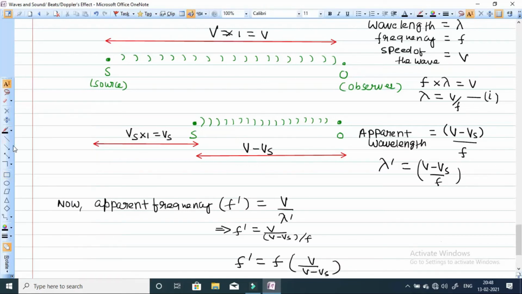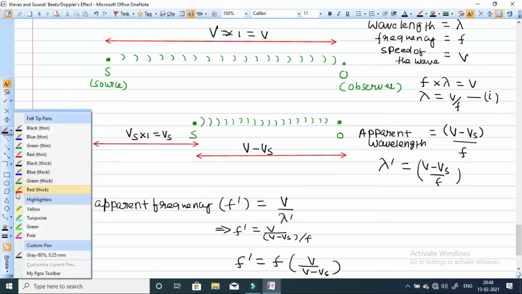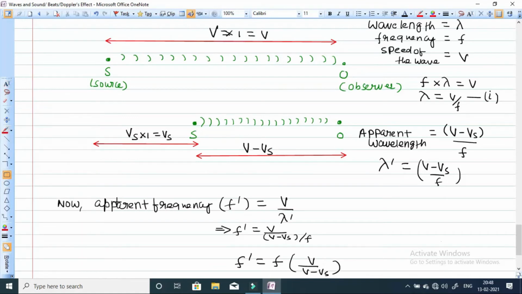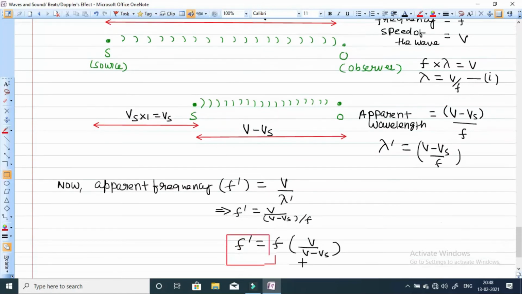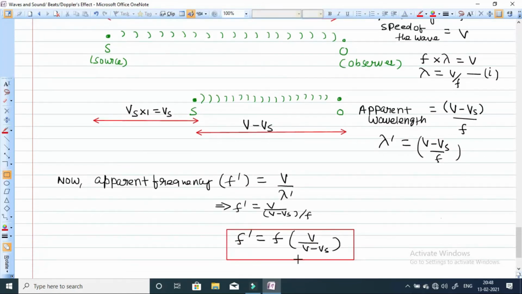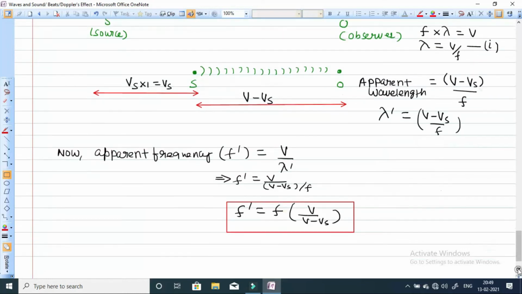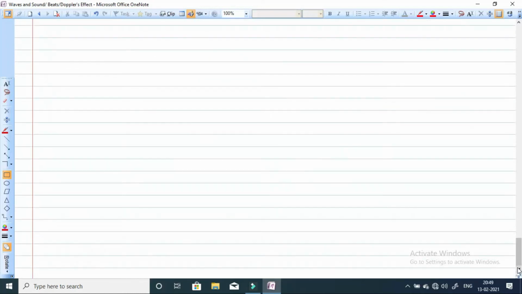It's very simple now to analyze. Let me calculate this for you. So this is the new frequency, or apparent frequency, where F dash is the apparent frequency, F is the original frequency, V is the speed of wave, and Vs is the speed of the source towards the observer. So this first case I have calculated. Now we can take the second case. The second case is when the source is moving away from the observer.